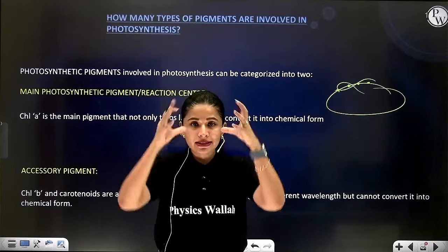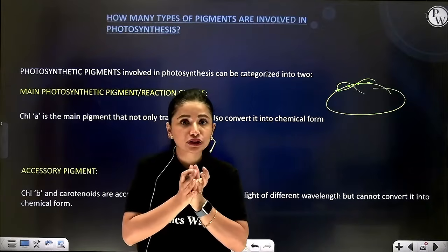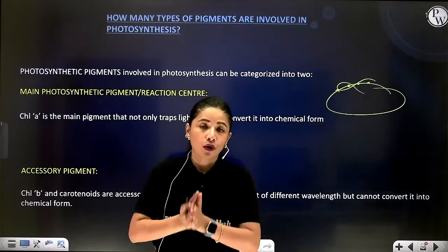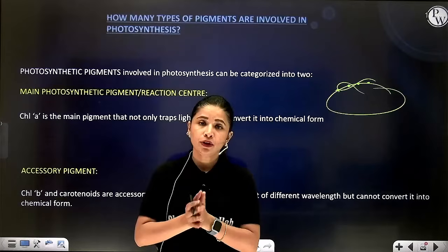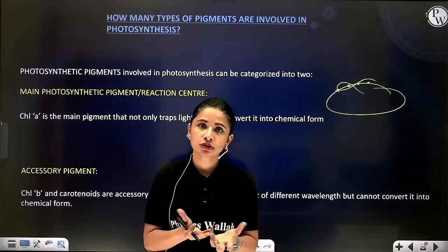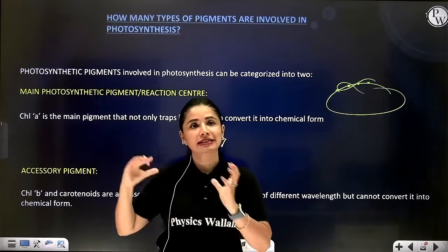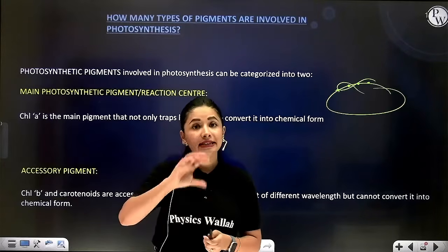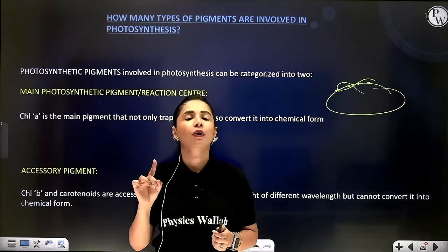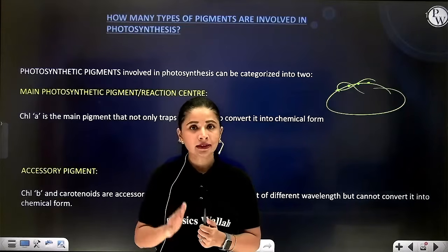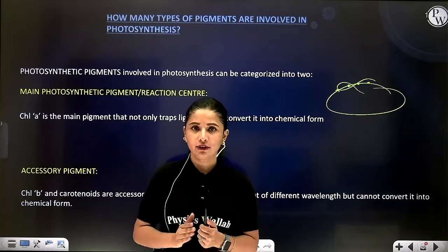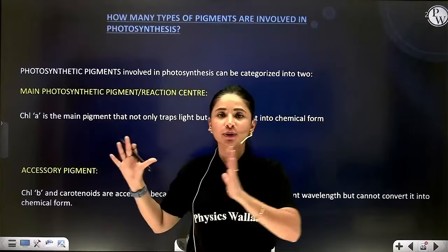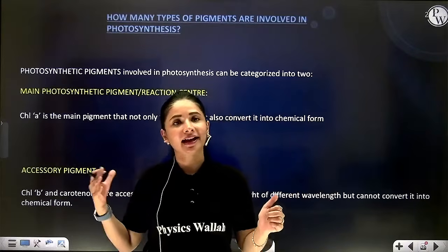All the photosynthetic pigments are present in packets, and those packets of photosynthetic pigments are also known as photosystem. Photo means light, system means organization. So the light trapping organization is the photosystem, which consists of different photosynthetic pigments, and these photosystems are then present on the thylakoidal membrane. Clear? Yes or no? Okay, very good. So now you have understood that there are two types of photosynthetic pigments, grouped under two broad categories as main and accessory.